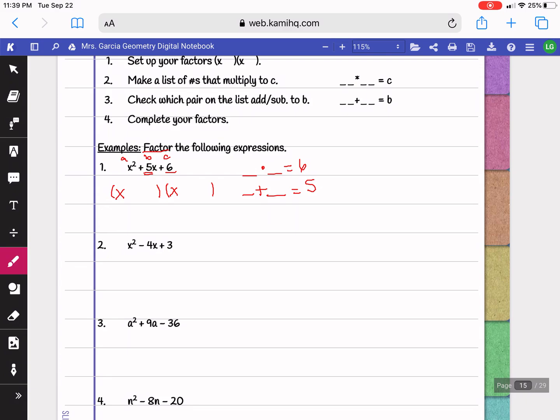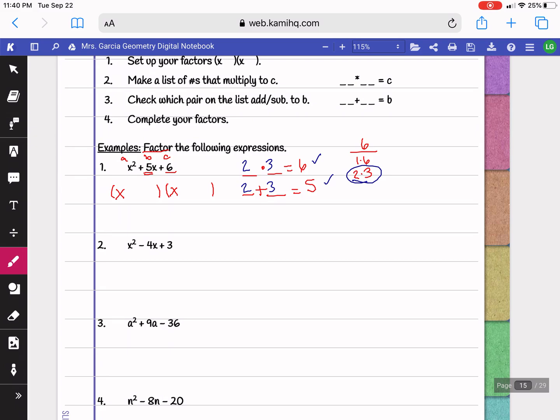Now I'm going to make a list of numbers that multiply to c. So that multiply to 6. So for 6, you could do 1 times 6 or 2 times 3. And we want to see which pair on that list will add or subtract to 5. So here, both of them can add or subtract to get 5, but since everything's positive, I'm going to use 2 and 3. And then we can do our check here. 2 times 3 is 6, 2 plus 3 is 5. So that means these numbers work for our factors.